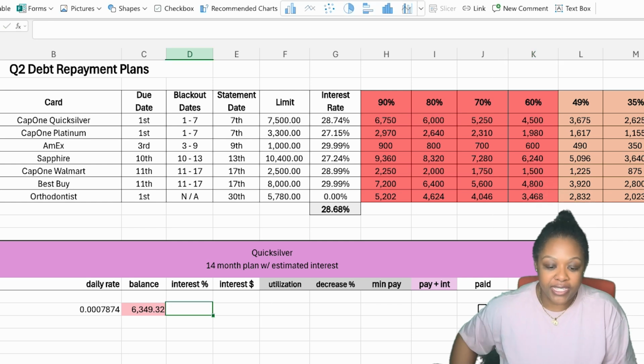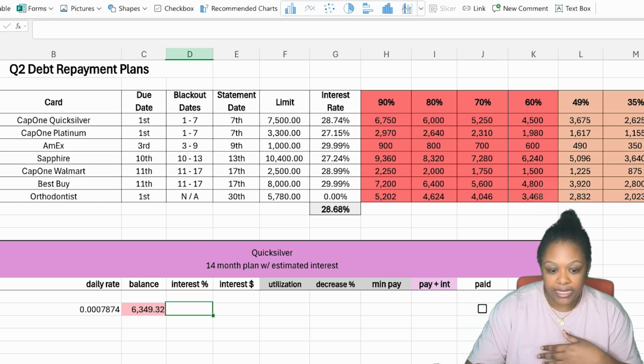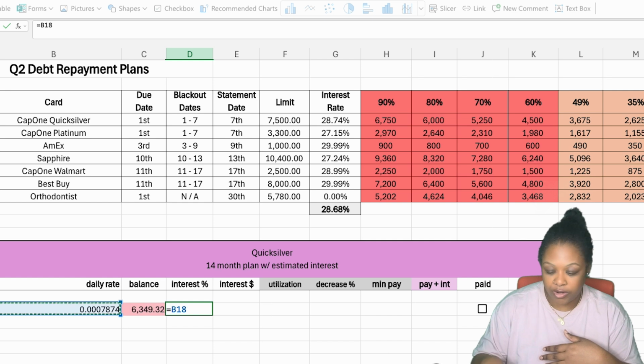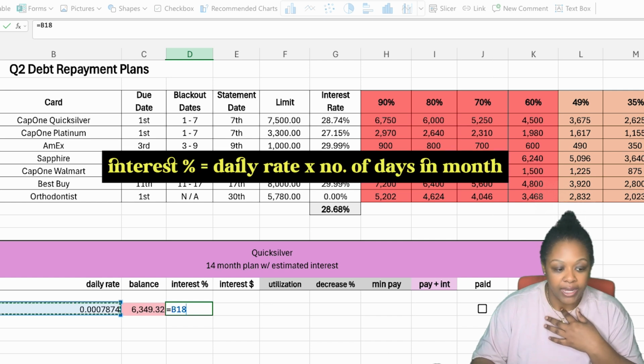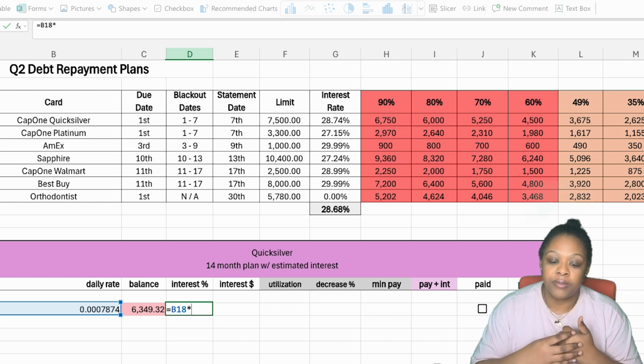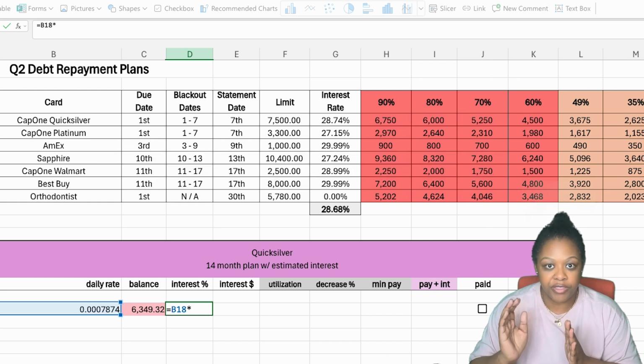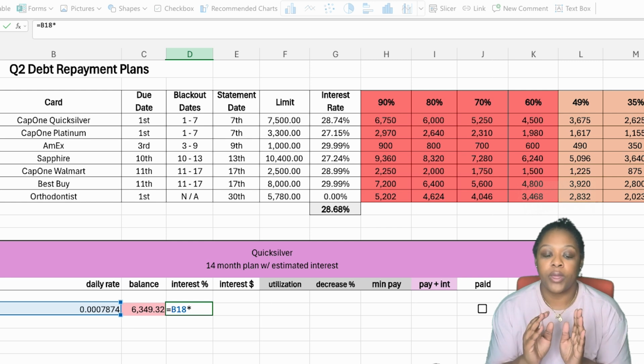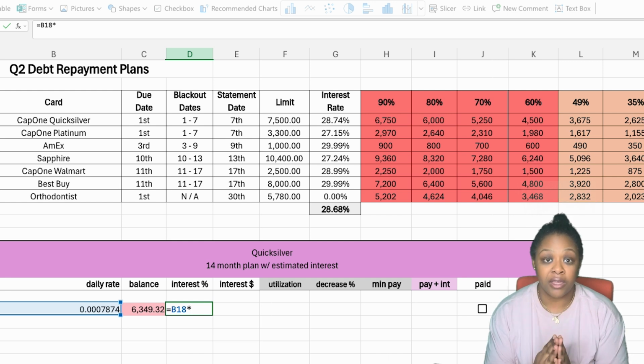So interest percent. What we're going to do is the daily rate. We're going to hit equals and then reference this cell. The daily rate times, which is the asterisk, the number of days in the month. If it crosses over months like mine does, mine is from the 7th through the 6th of the month, okay? We are focusing on the month in which that statement date ends.